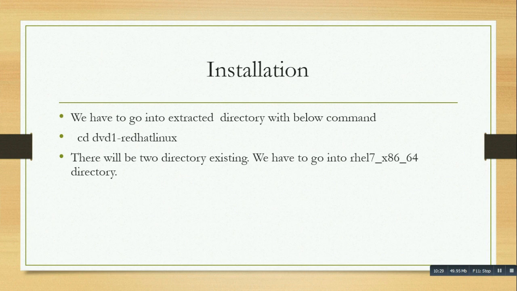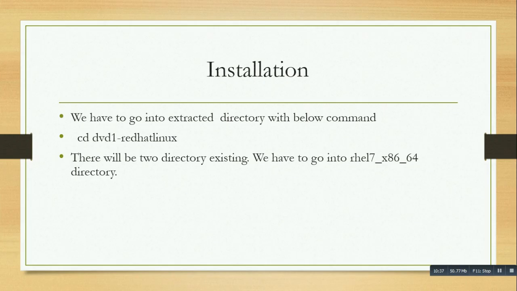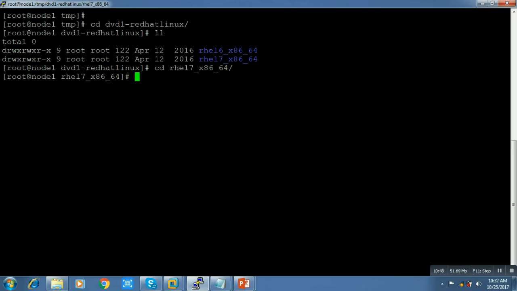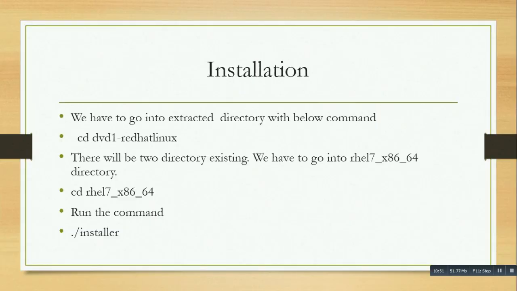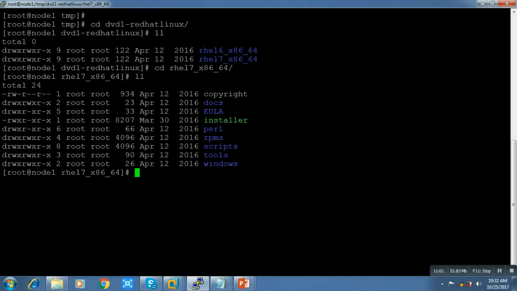After that, run the below command, which we have already done. Okay, ./installer. Let me check, yeah, the installer file is there. Follow the instructions, run the installer file and start the pre-check to ensure all requirements are met to continue the installation of Veritas cluster on RHEL7. Wow, that's great. Now we spend most of our time here. The installation starts. Okay, it will take a few minutes to load.